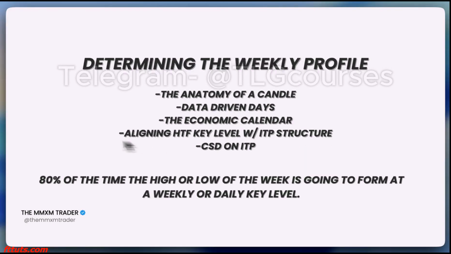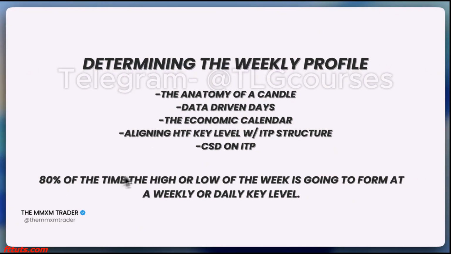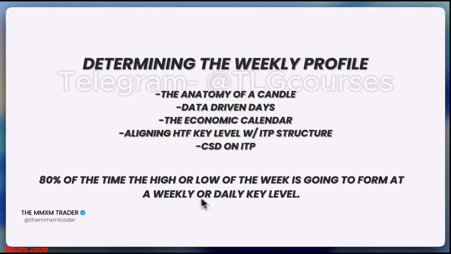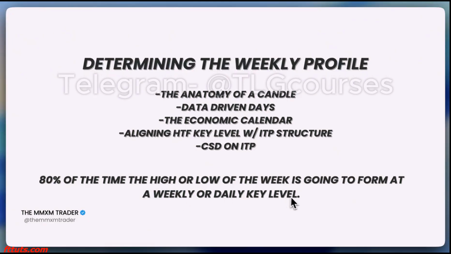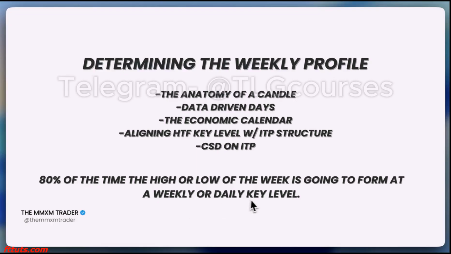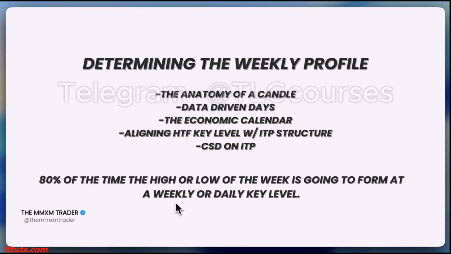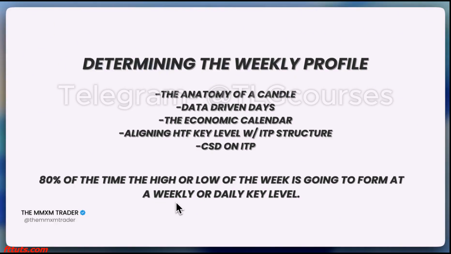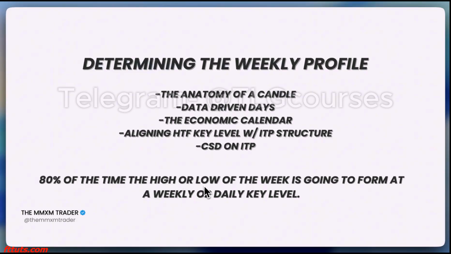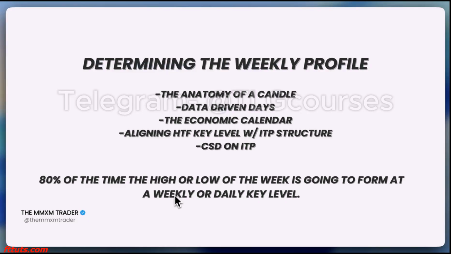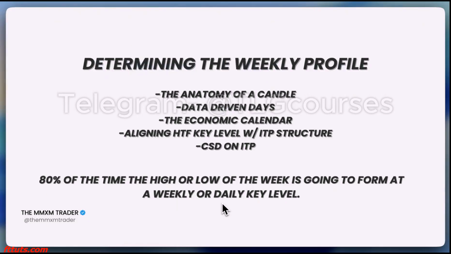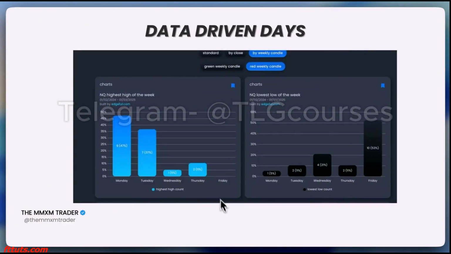Okay, 80% of the time, the high or low of the week is going to form at a weekly and/or daily key level whilst running out its relevant range, right? So if it's a bullish weekly key level, the low is going to be formed by running out a 4-hour range low. If it's a daily key level, it's going to be formed by running out an H1 range low, right? From the LTP lessons, it's important that you know that.